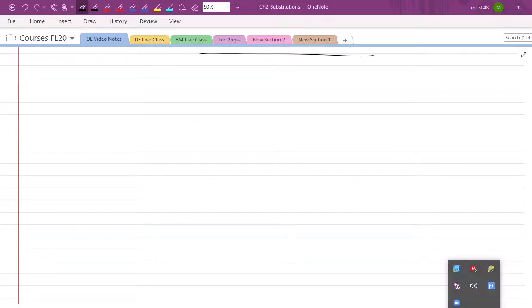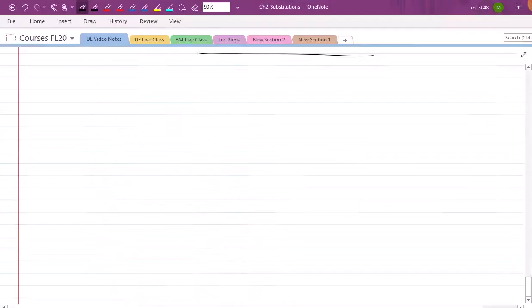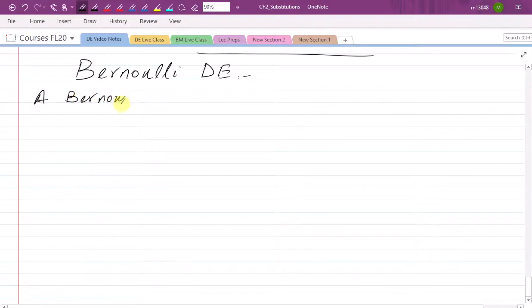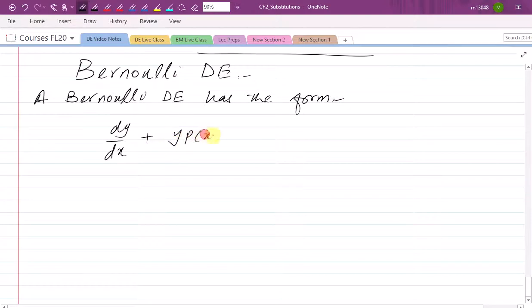Our next topic is Bernoulli equations. A Bernoulli differential equation has the form dy/dx + y p(x) = y^n q(x).